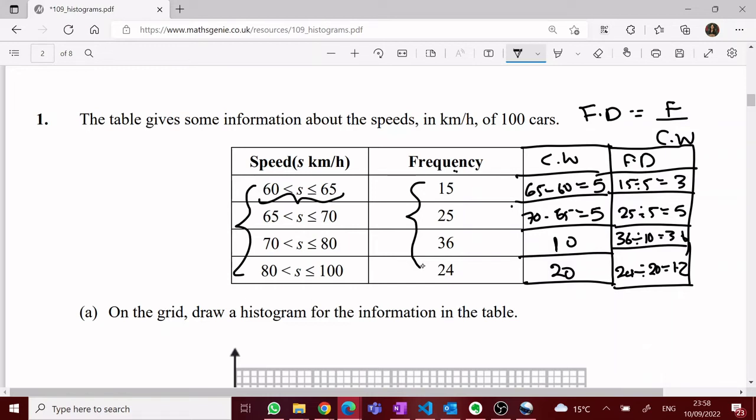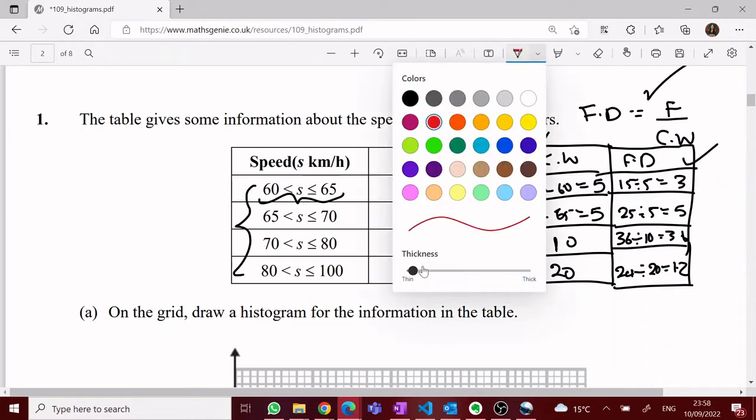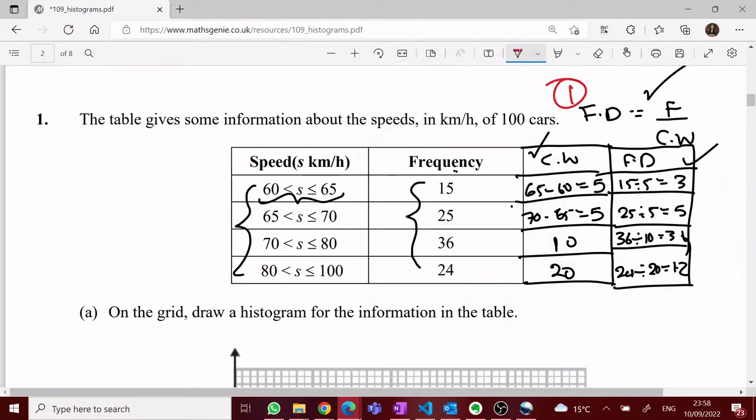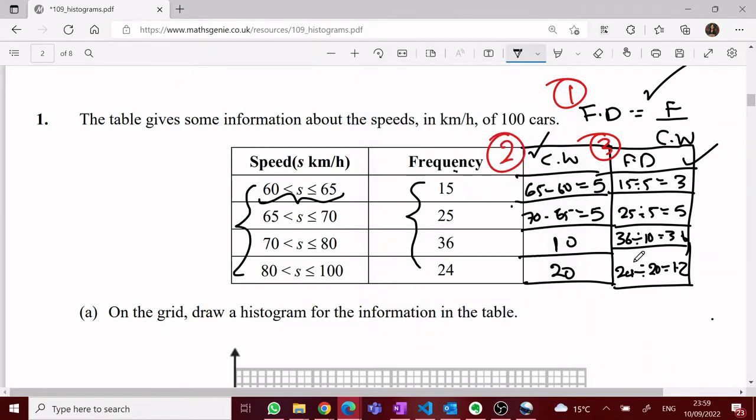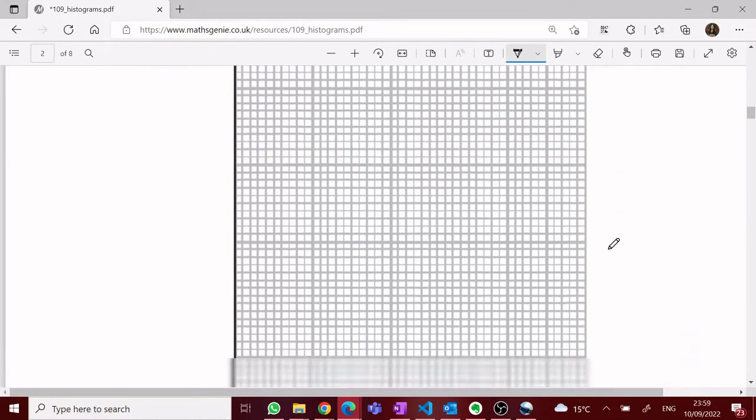So you always first write down the equation, then you work out the class width, and after that you work out the frequency density. To make it a bit easier, I'm going to number the steps: the equation, class width, and then frequency density. So these are the three main steps of drawing a histogram. Now that you have the basic values, it is pretty straightforward from there. So you move along to the graph.